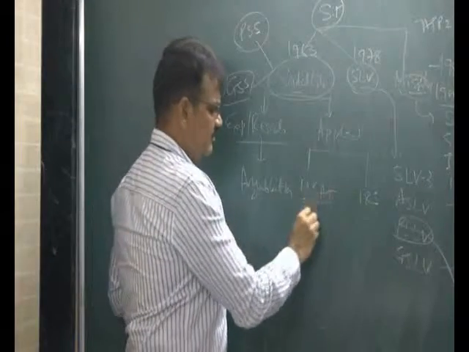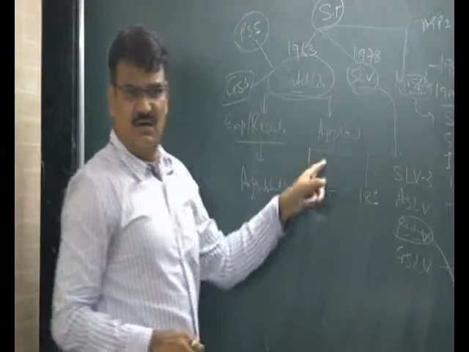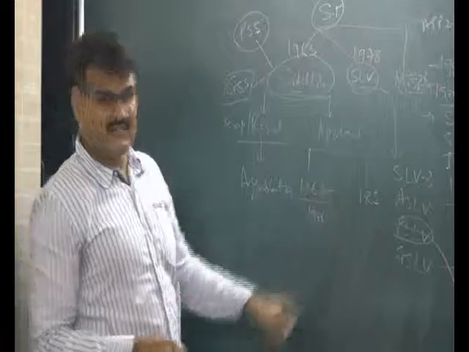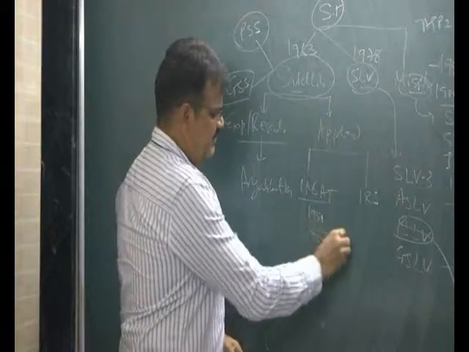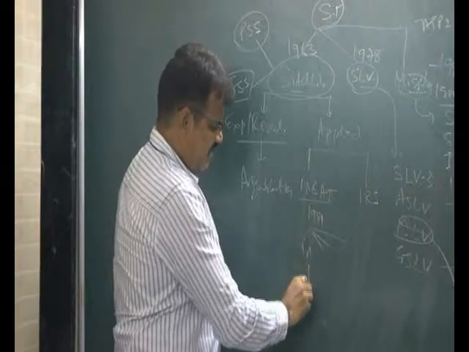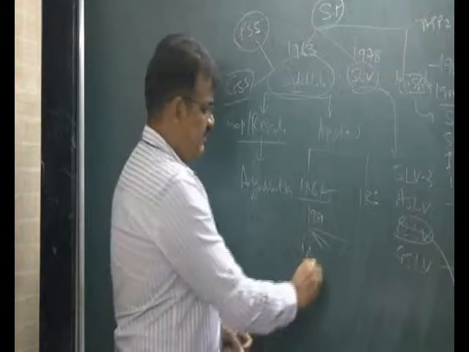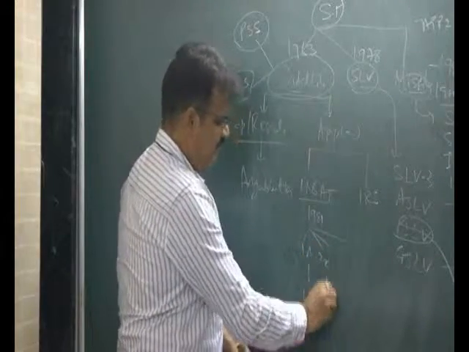Our INSAT, what we call the INSAT series. The INSAT series is of 4 types: 1A to 1E, there are 5 satellites. Then 2A up to 2E, 5 satellites.